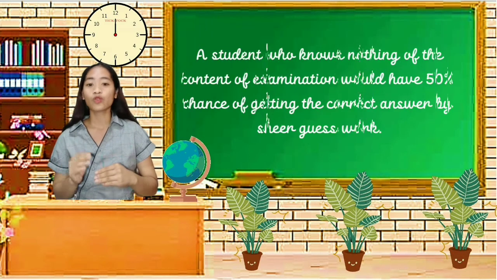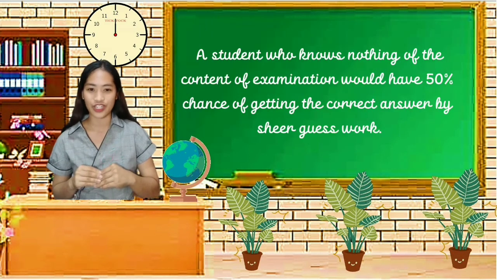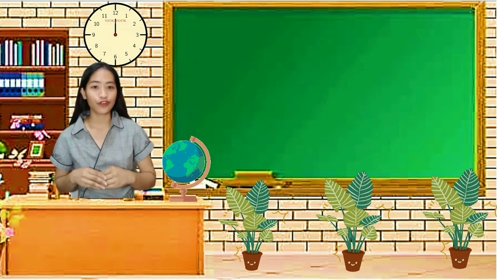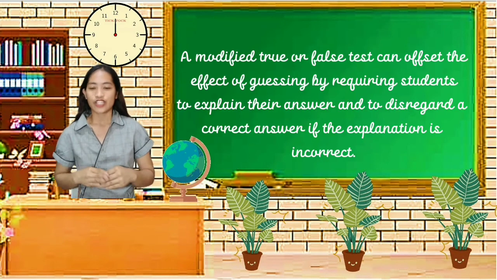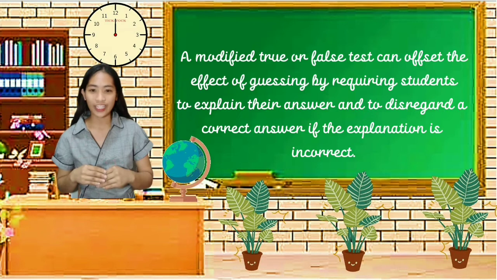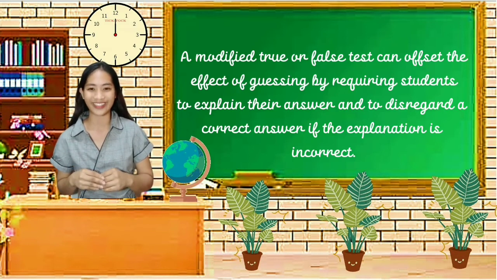So a student who knows nothing of the content of the examination would have 50% chance of getting the correct answer by sheer guesswork. Although correction for guessing formulas exist, it is best that the teacher ensures that a true or false item is able to discriminate properly between those who know and those who are just guessing. So a modified true or false test can offset the effect of guessing by requiring the students to explain their answers and to disregard a correct answer if the explanation is incorrect.